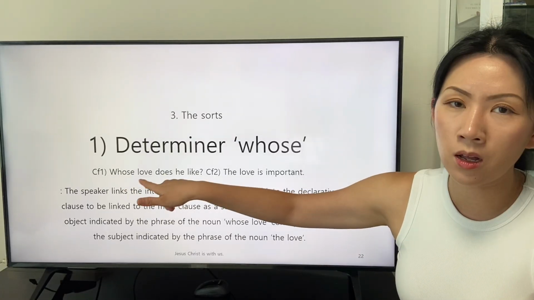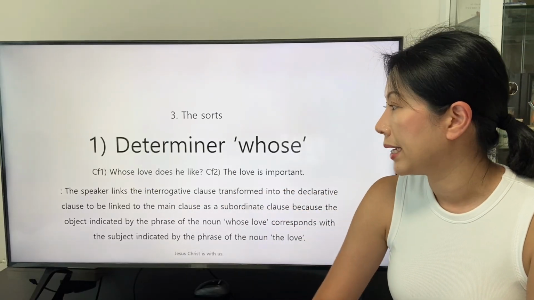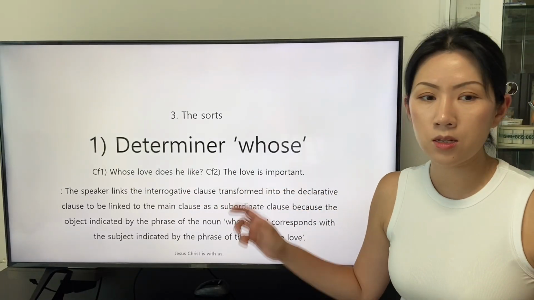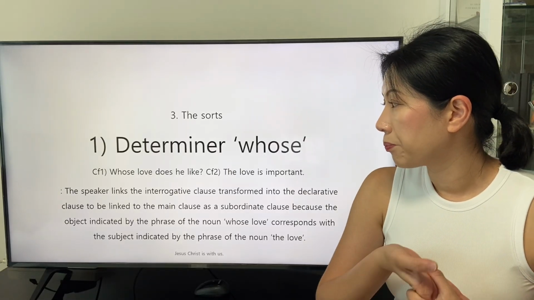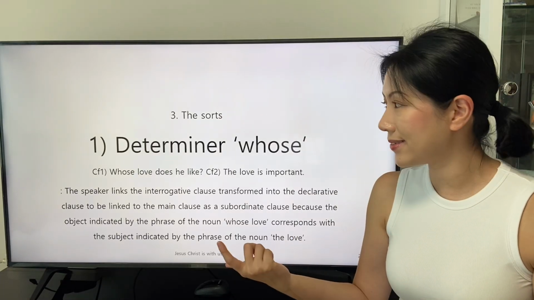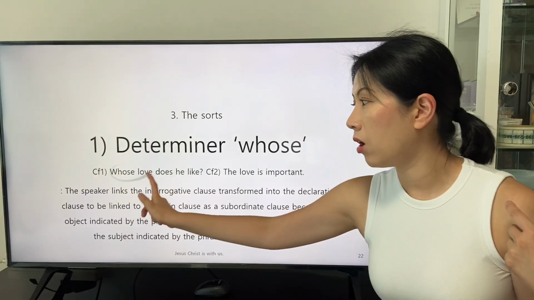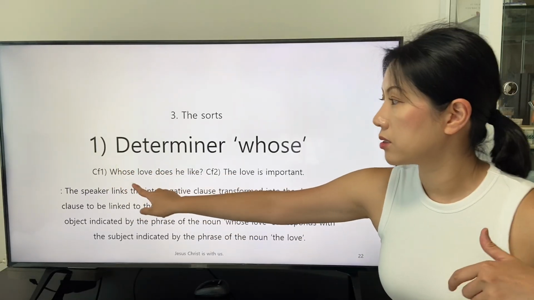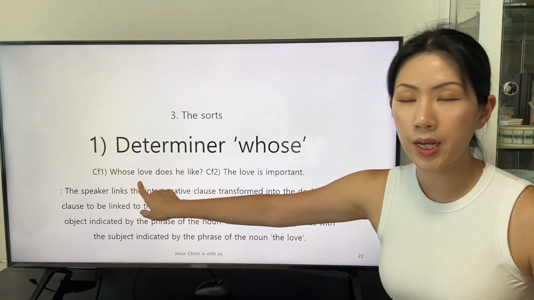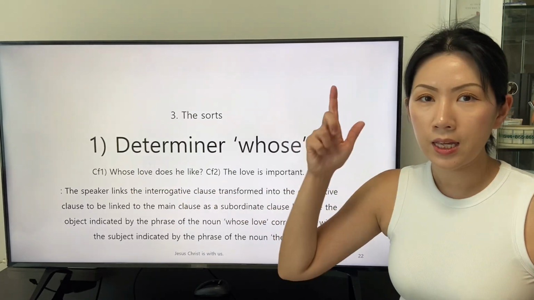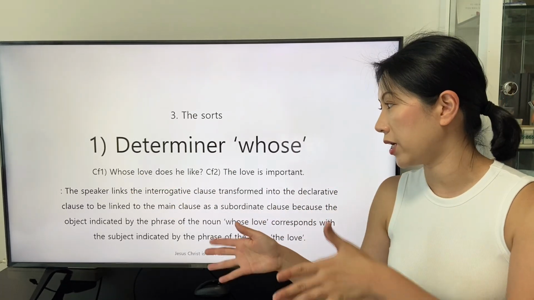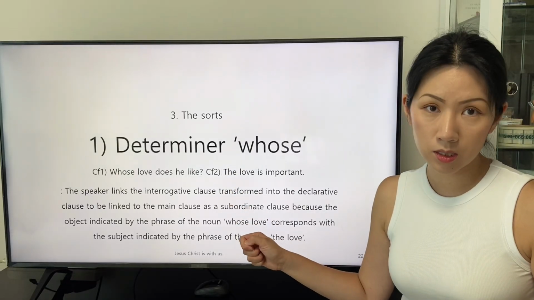And this might become the subordinate clause. And the second clause is this: The love is important. And the speaker finds that the phrase of this general noun, the phrase of the abstract noun whose love, indicates the same object as this subject.